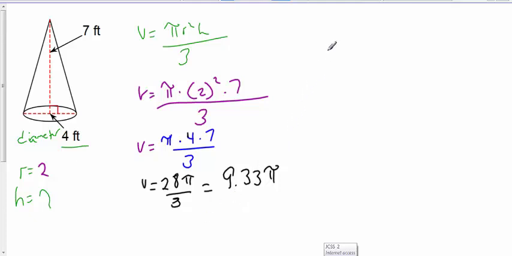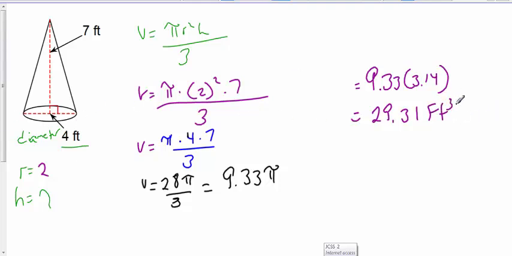Okay? So if we've got it in terms of pi here, then we'll need to go 9.33 times 3.14 to give us another answer that is not in terms of pi, where the pi is calculated in it. So times 3.14, the 9.33, and that gives me 29.31. And we're in feet, so that would be cubic feet. So we've got this example, or that answer, and the next answer.